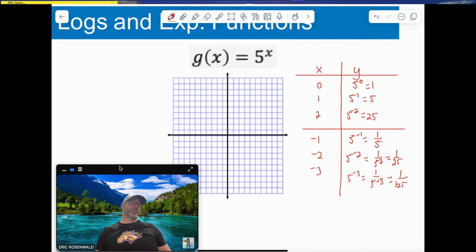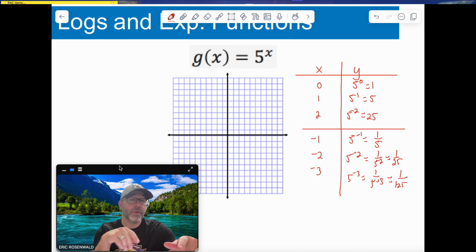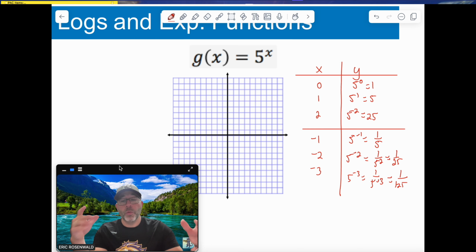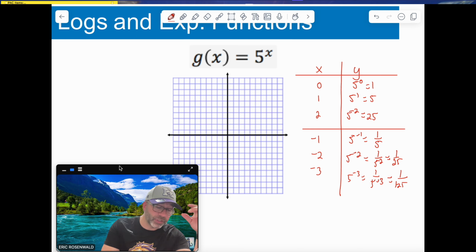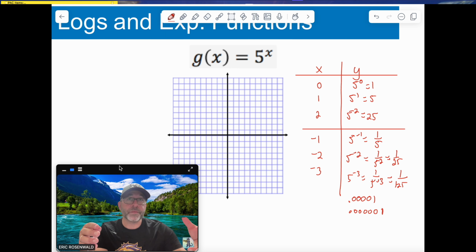And what you'll notice is that no matter whether I put a positive or negative value in here, I never end up with an actual negative y value. In fact, what happens is that value, that 1 over 5, 1 over 25, 1 over 125, just becomes an exponentially larger denominator, which means my decimal just keeps going 0.0001, and then 0.0000001. And it gets infinitely smaller as it approaches 0.